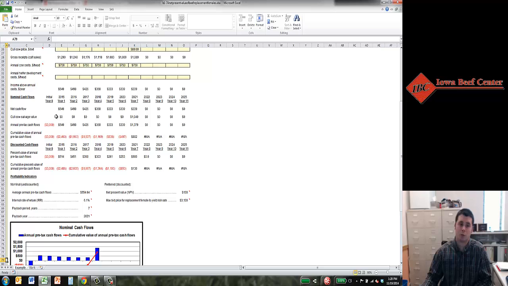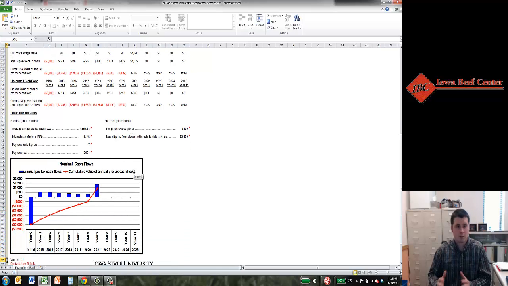And here we have that initial purchase price of $3,000, and then we have all the subsequent year annual marketing values for those calves. And then we just can take the cumulative, which is taking that initial purchase price plus all those annual pre-tax cash flows for the life of this investment. And then looking at the discounted cash flows, so we look at the present value of the annual pre-tax cash flows discounted by that discount rate of 5% that we used, and then again the cumulative value of those pre-tax cash flows.